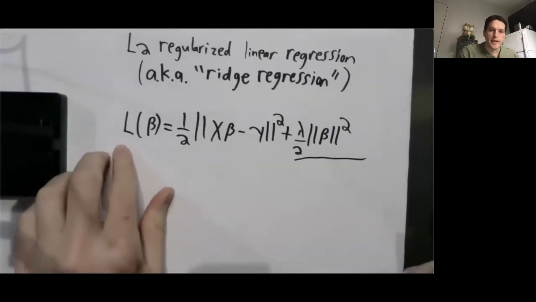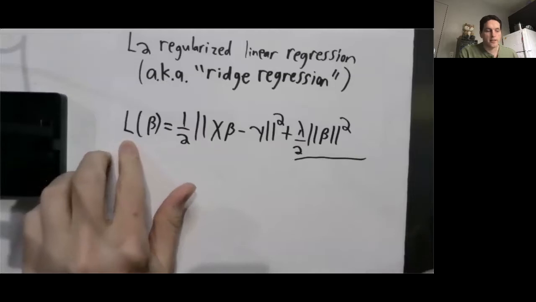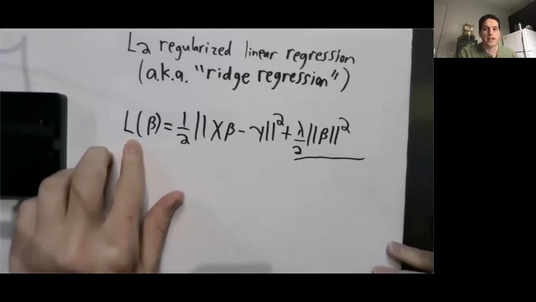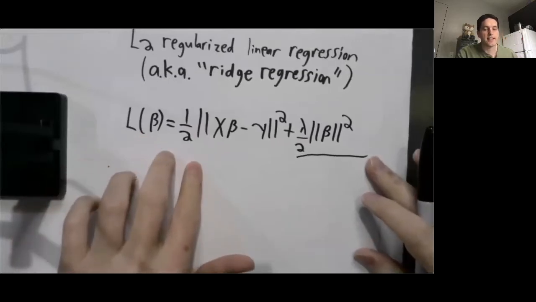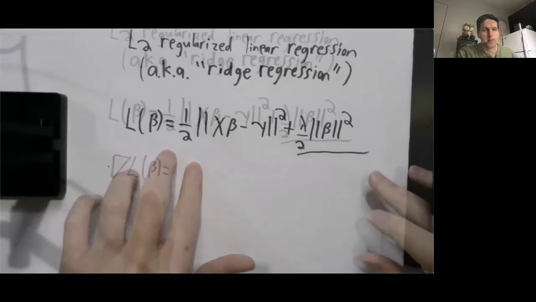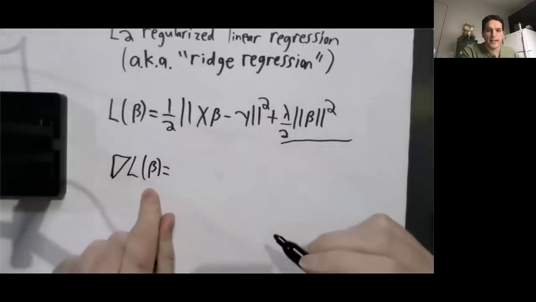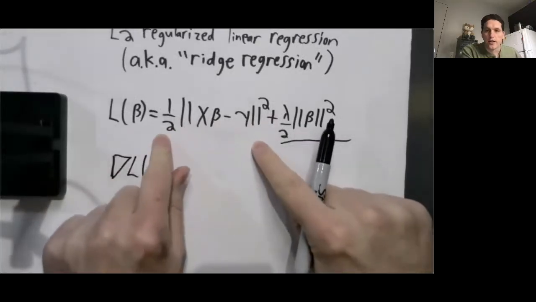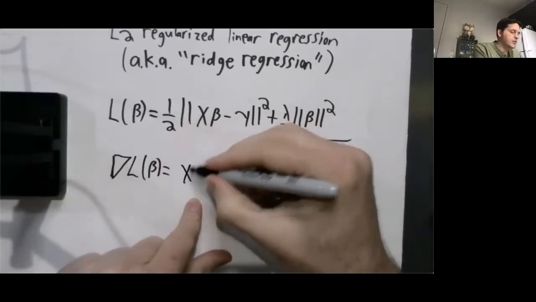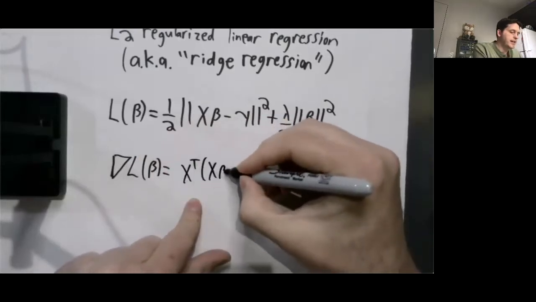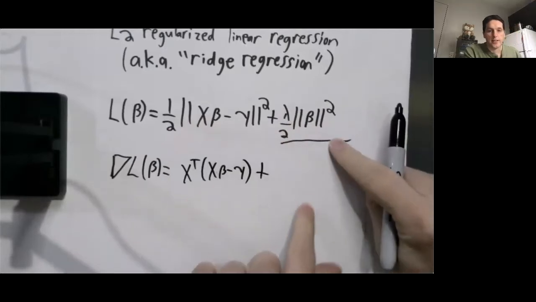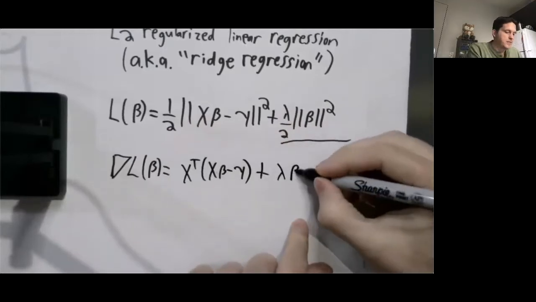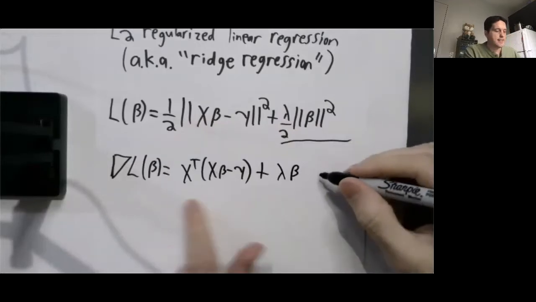Now, how do we minimize L of beta? Usually in machine learning, we have to use gradient descent or stochastic gradient descent or some optimization algorithm like that. In this case, our cost function is simple enough that we can just set the gradient equal to 0 and solve for beta. So let's compute the gradient of L. The gradient of this first term, as we know, is X transpose times (X beta minus y). And the gradient of the second term, as we also know, is lambda times beta. So this is the gradient of L.